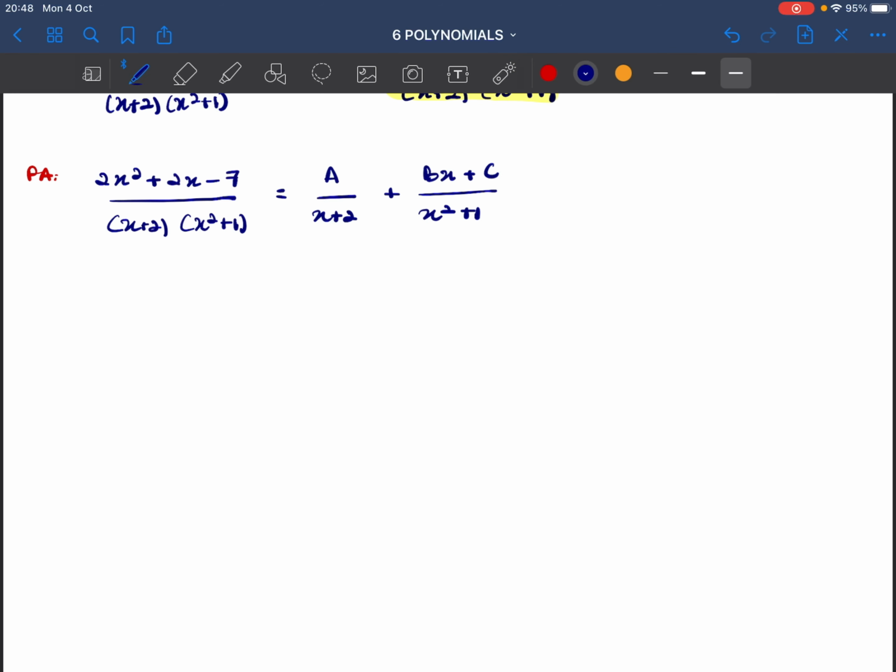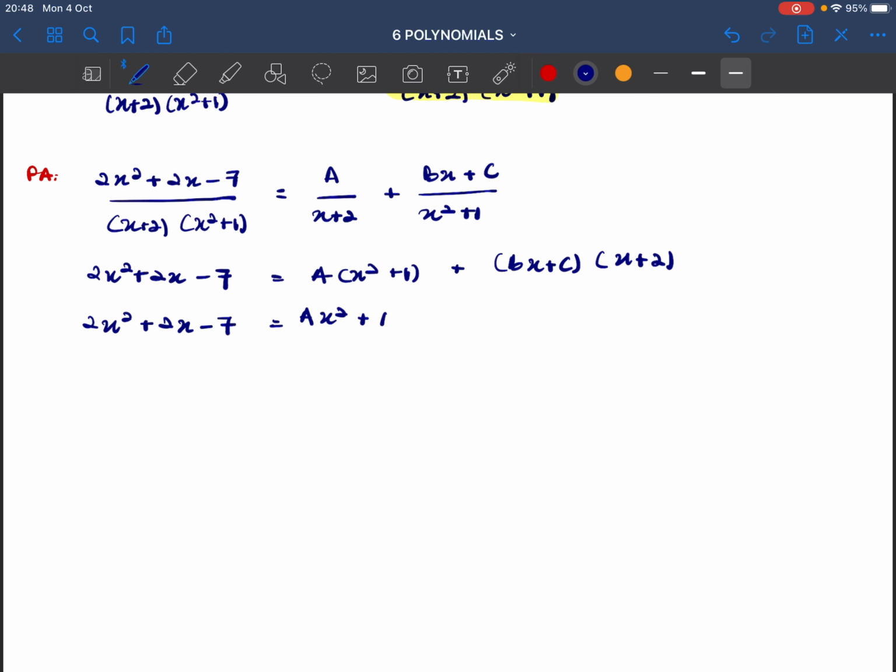Okay, so let's see. Kita darabkan dulu. 2x square plus 2x minus 7 equals to a times x square plus 1 plus bx plus c, big bracket for bx plus c, x plus 2. Okay, so for quadratic factor, cara yang paling senang ialah compare. So we are going to expand this. 2x square plus 2x minus 7 equals to ax square plus a plus bx square plus 2bx plus cx plus 2c.